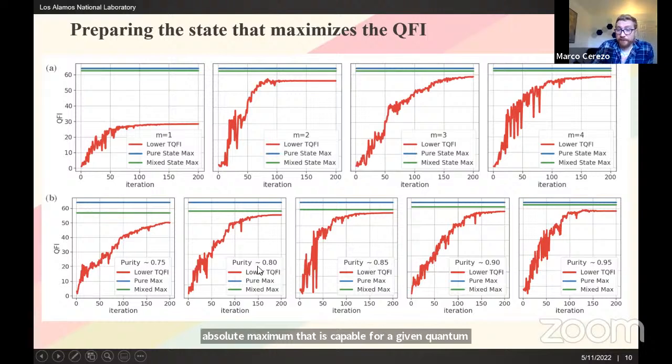Whenever you don't have pure states, GHZ is no longer the optimal state. There is another state that is the optimal mixed state. So the best that we can do is this green line, and you can see that we can get pretty close to it. So we can prepare good quantum states without any information about the task at hand.